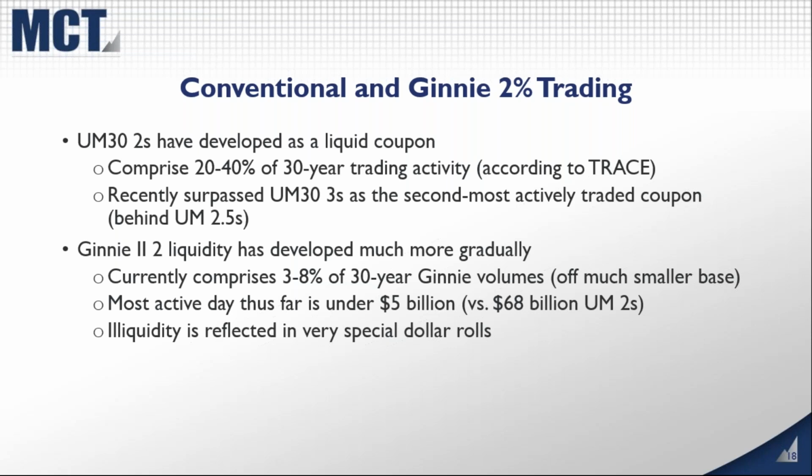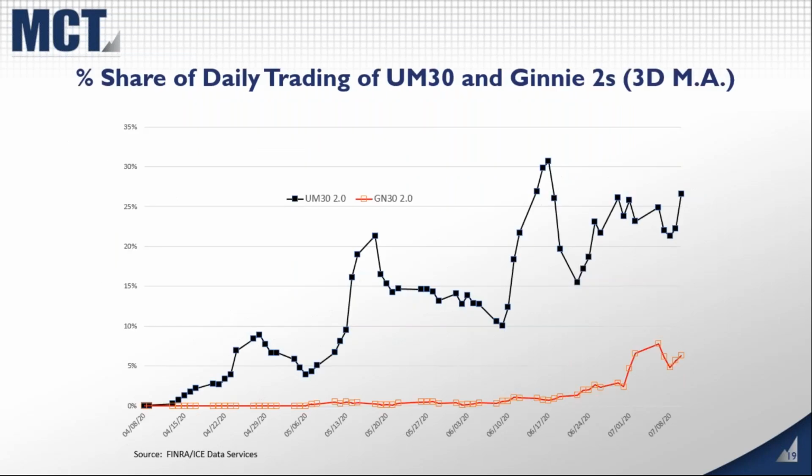Now, Ginnie 2s, not so much. Liquidity developed much more gradually. A big day in Ginnie 2% trades is like 2-3 billion, and it works out to be somewhere in the neighborhood of 3 to 8% of Ginnie volumes, which are in turn much smaller. It's a much smaller base. The most active day I think we've seen so far is about 4.6 billion versus, on the same day, 68 billion in UMBS 2s. And that illiquidity is reflected in very special dollar rolls for the Ginnie 2 coupon.